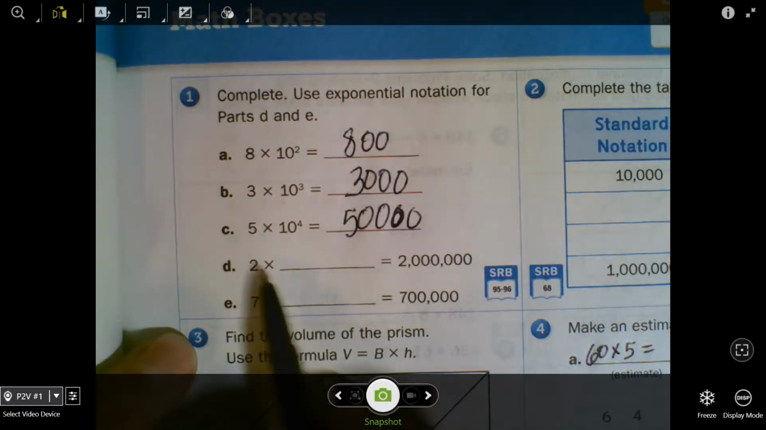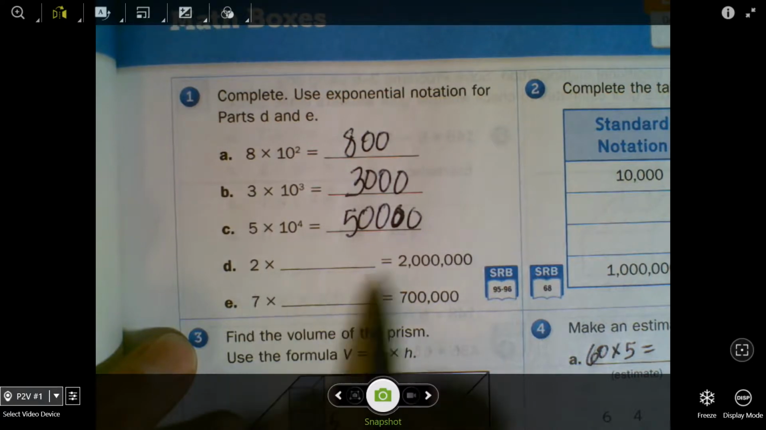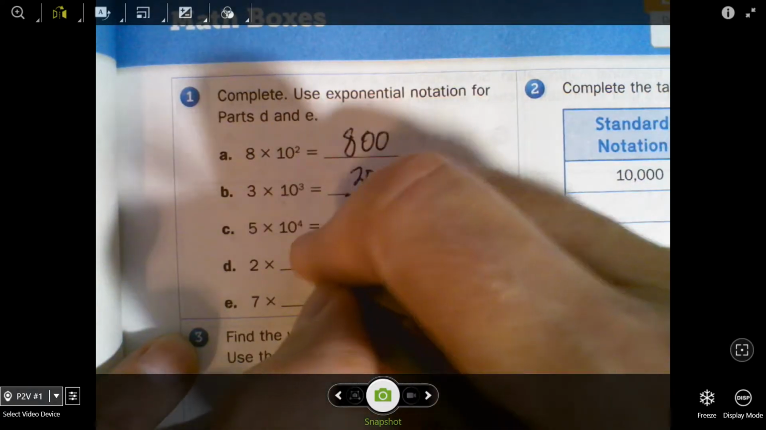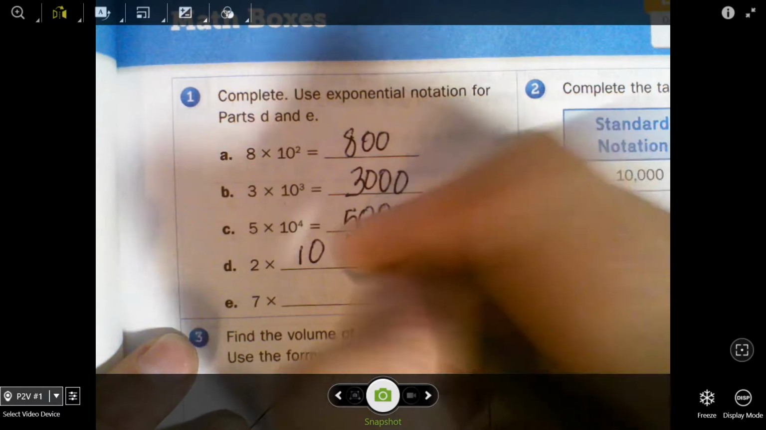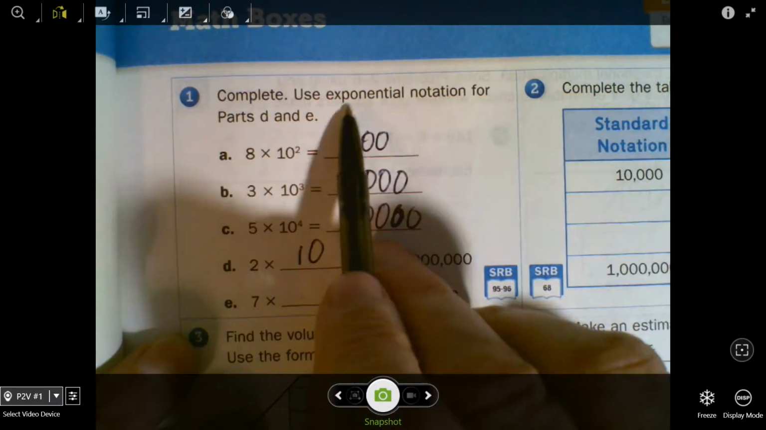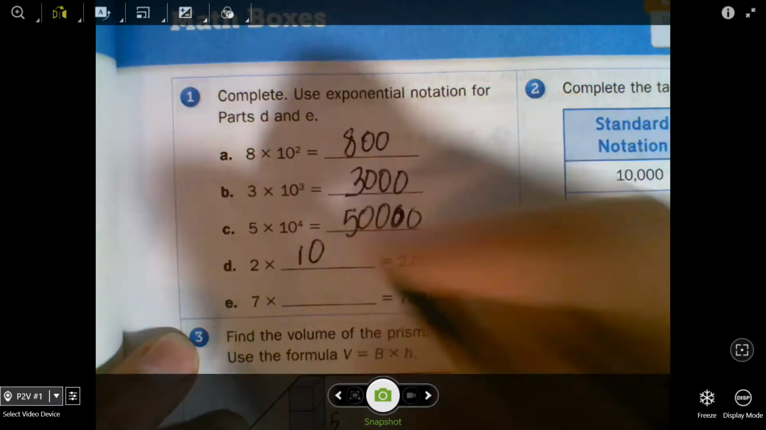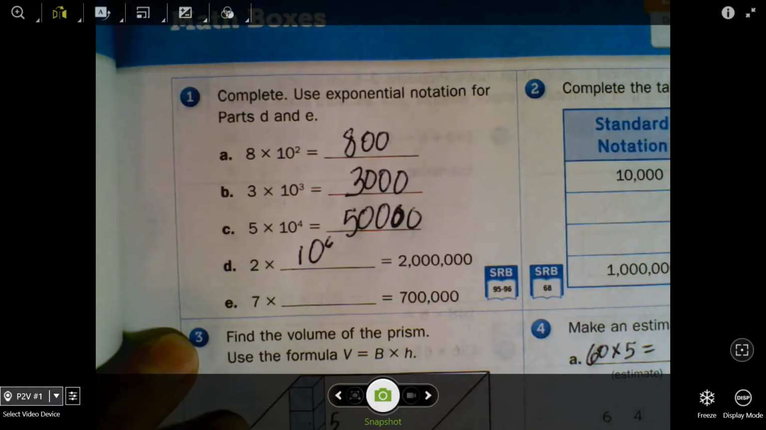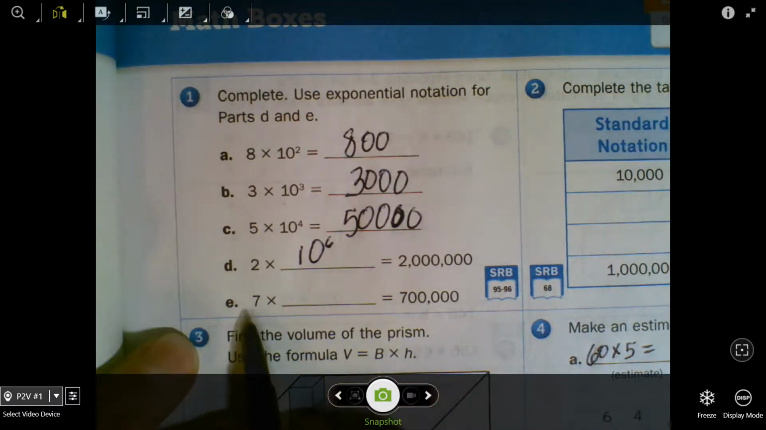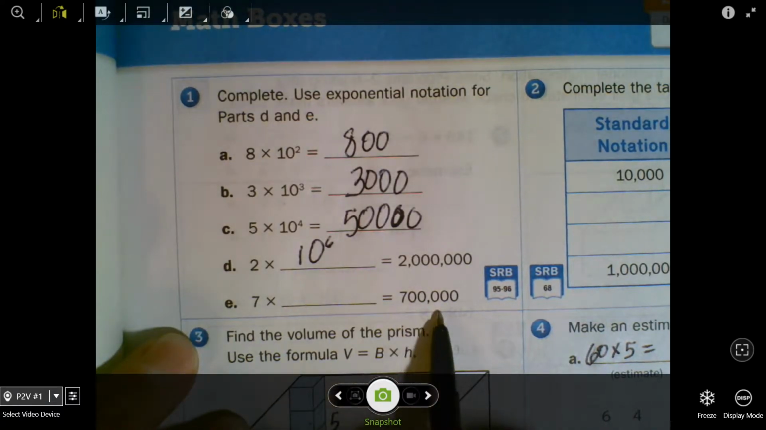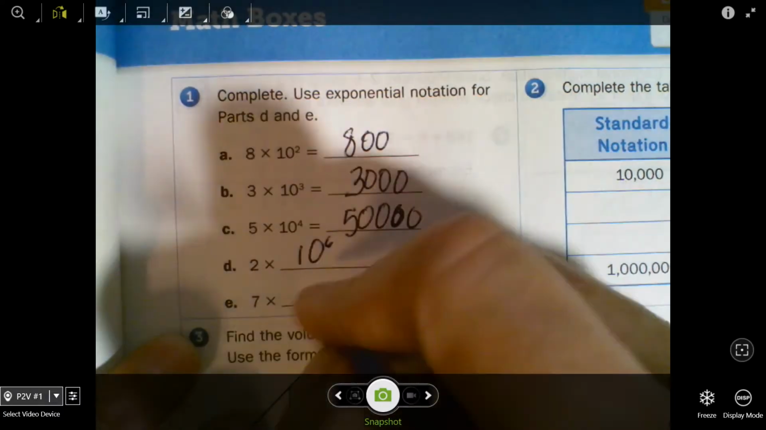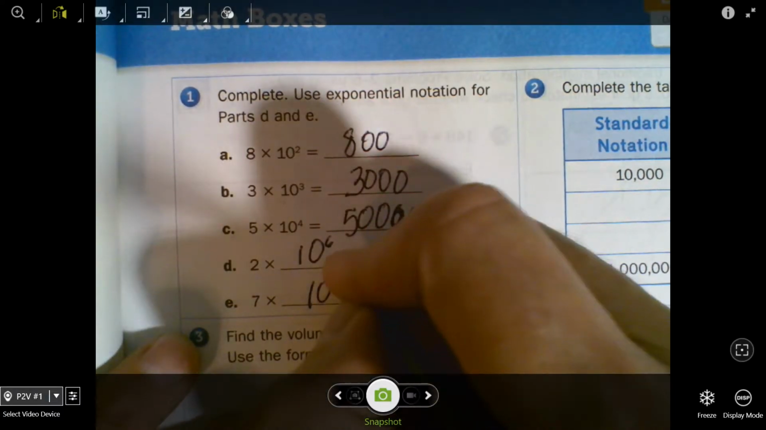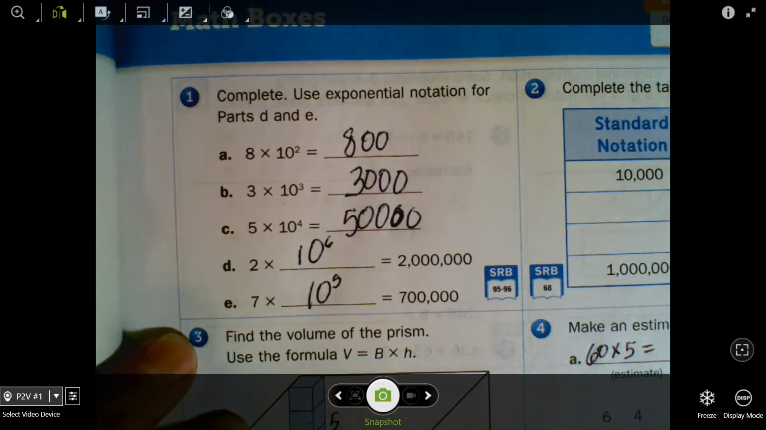Okay, and 2 times what number gives me 2 million? 2 times a million. It says use exponential notation for parts D and E, and a million is 10 to the 6th. 7 times 100,000 would give me 700,000, but that is 10 to the 5th.